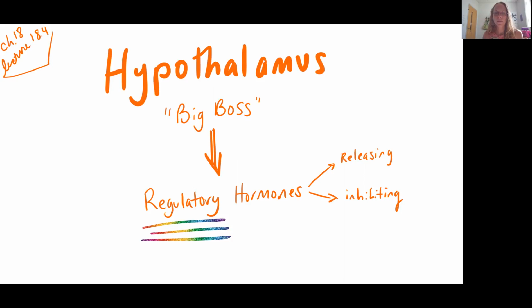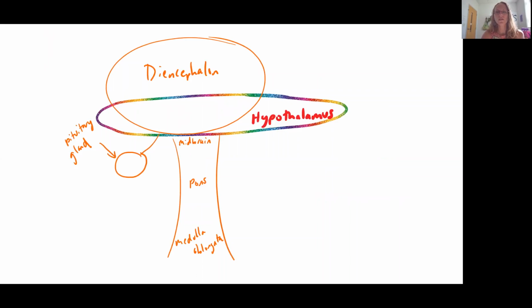The hypothalamus, remember, is located in your diencephalon. So here's my lovely diagram of my brain stem, and then you have the diencephalon on top there. You have, of course, your pituitary gland hanging off of the hypothalamus. And the hypothalamus, remember, is the bottom portion of the diencephalon. So all of this is, remember, located in the brain.